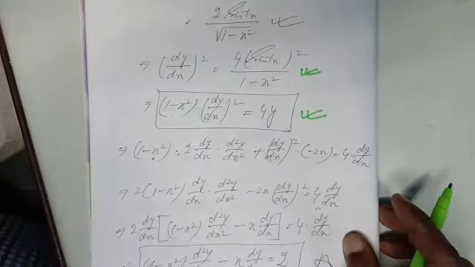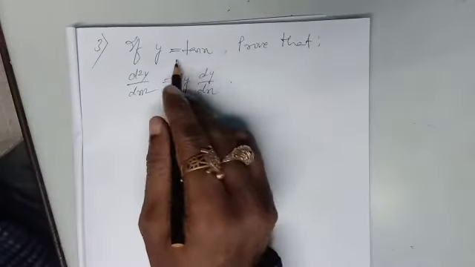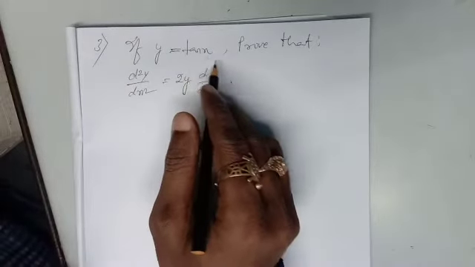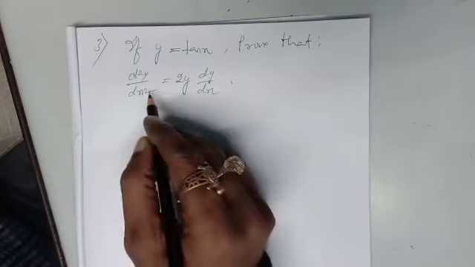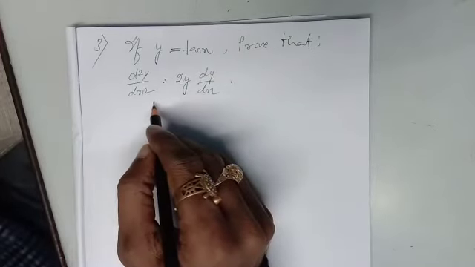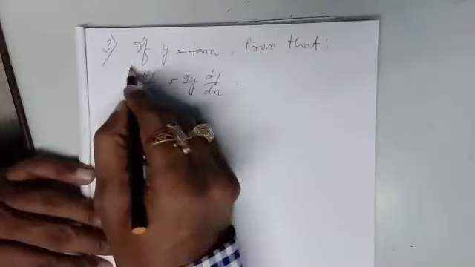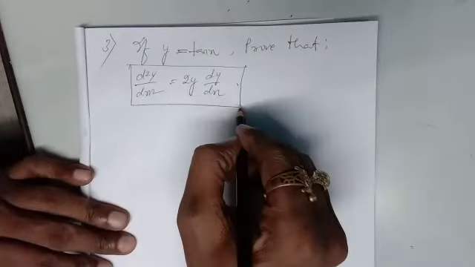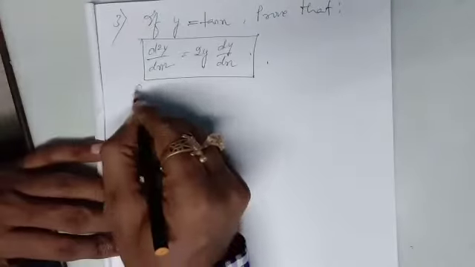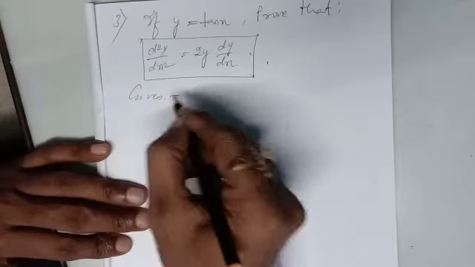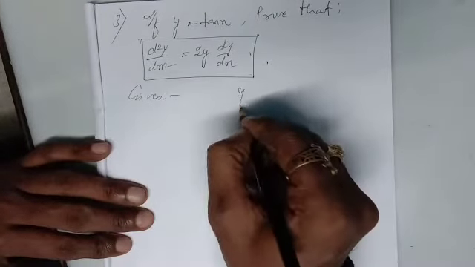The last question will be, see the next question given. If y is equal to tan x, prove that d square y by dx square, meaning the second order derivative, is equal to 2y into dy by dx. Actually, you see what is given and what you have to prove. Here the given function is y is equal to tan x.